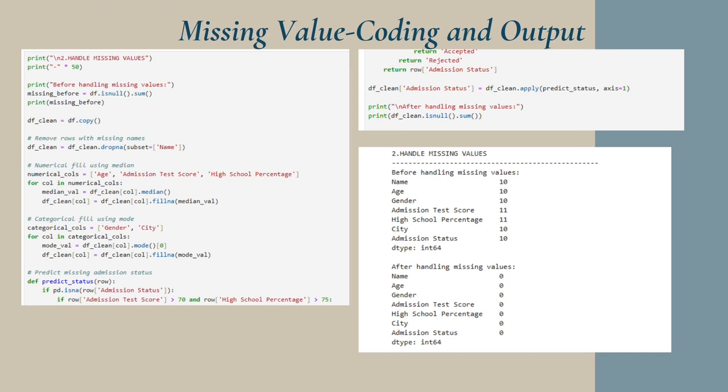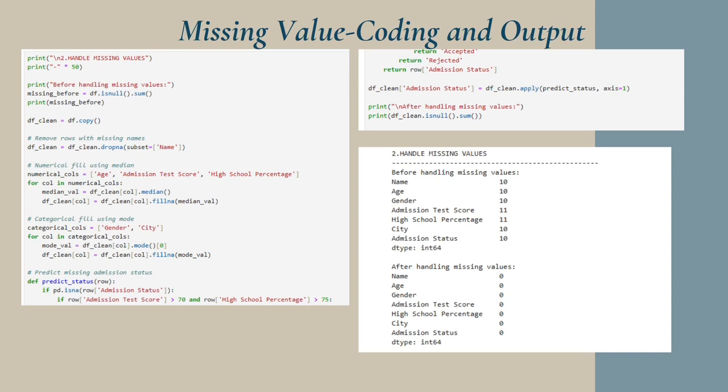Next, fill missing category values using mode. For categorical data, you cannot use mean or median. Use mode() to find the most frequent value. Square bracket 0 selects the first most common value. All missing values will be replaced by the most common category.